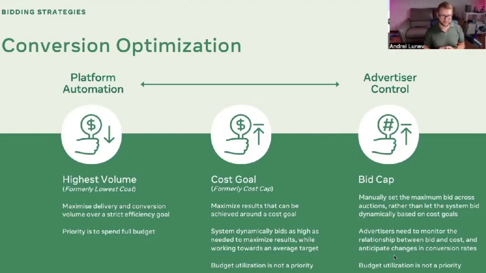So my take on that is, when you want to transition the account to bid caps, the good idea is to do it gradually, right? I'm not a big fan of hard switches, when you stop everything, even if it's working, and then launch the account from scratch using bid caps.